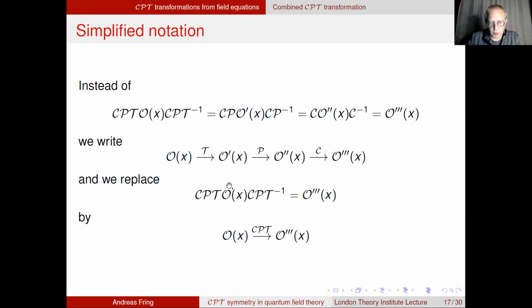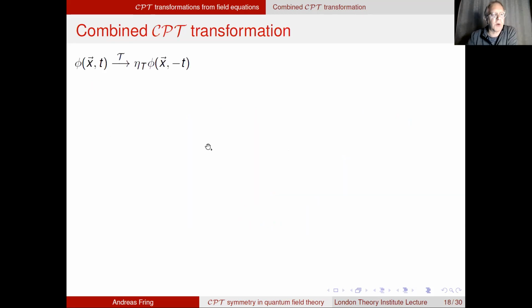And if I talk about the combined transformation, then we just write it formally. We have to write it like this, but we summarize it in this form. So some operator O is transformed to some operator O triple dash by CPT. So let's see how this works.